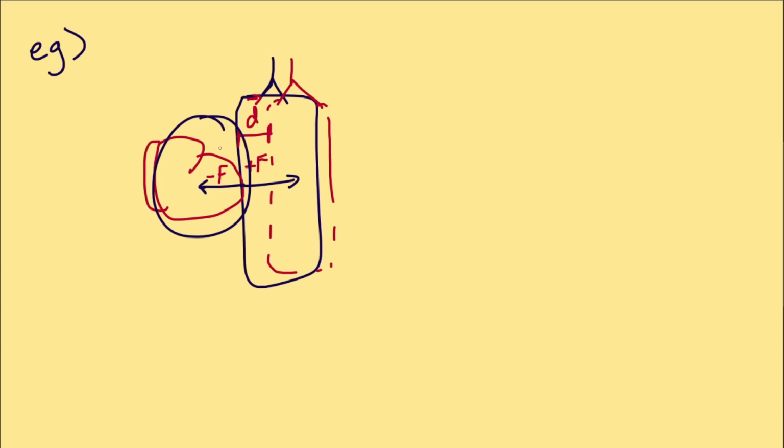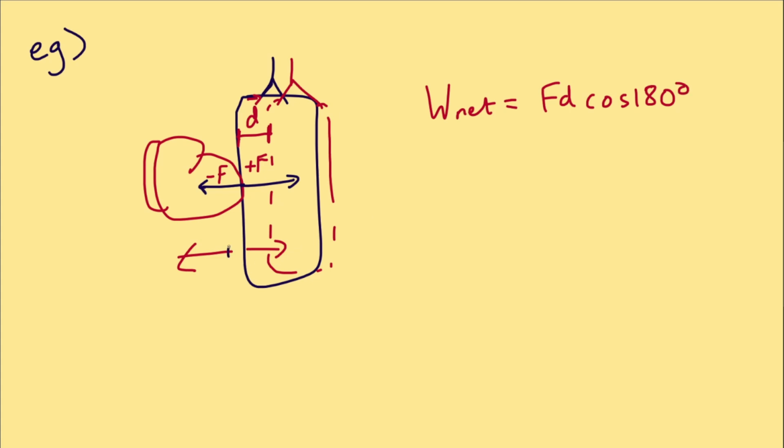Now the net force being applied to this guy's fist is going to the left, but the displacement of the punching bag is going to the right. So that means the net work being done is equal to FD cosine 180, because this is 180 degrees. This simplifies to negative FD. Now because net work and kinetic energy are connected, if the work being done on the fist is negative, what happens to the kinetic energy? The kinetic energy of this glove decreases when you hit the bag, and that's usually to 0, which means your hand is stopped.